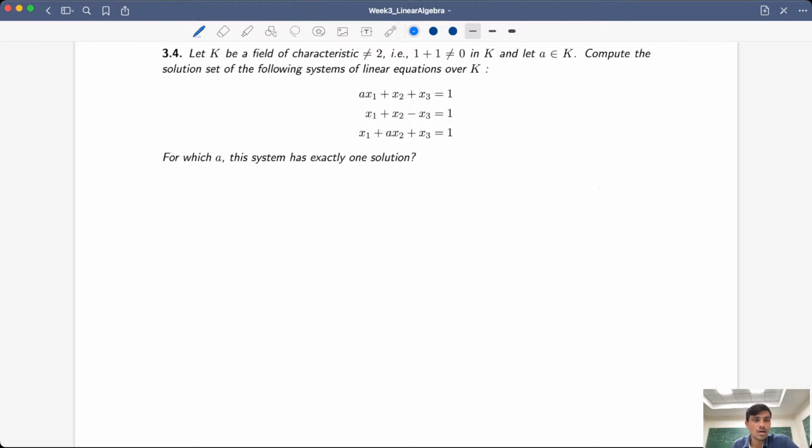Okay, so this is a given linear system of equations where this A is some element of a field of characteristic not equal to 2. That means 2 is not equal to 0, or 1 plus 1 is not equal to 0. For that we need to find A such that this system has exactly one solution, and in general we have to find the solution of this system of equations. There are three equations. One example was also done in lecture. Okay, so let us do that.